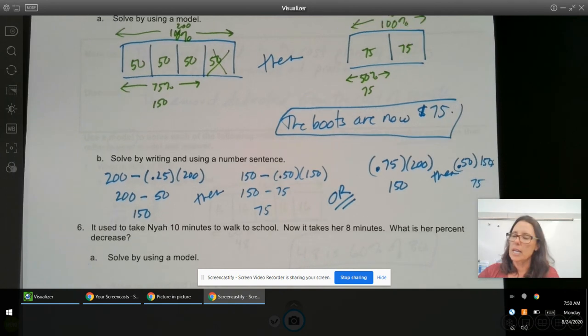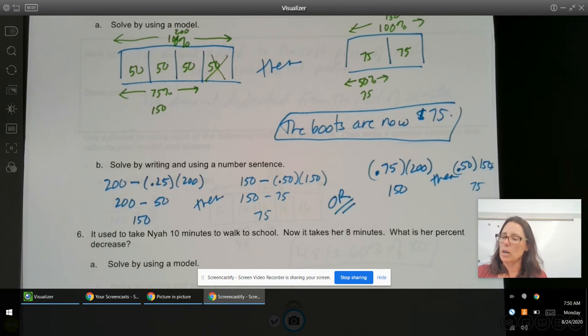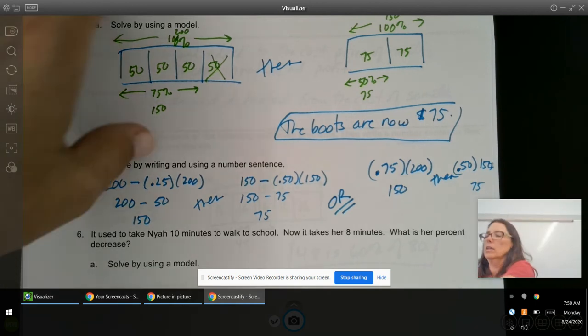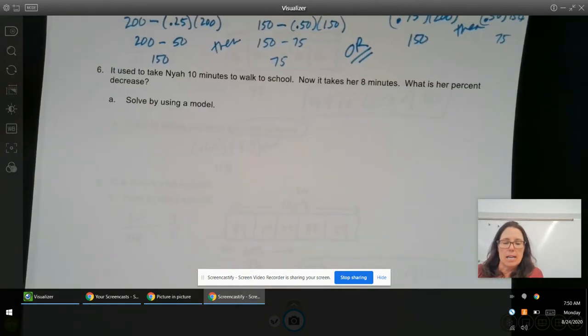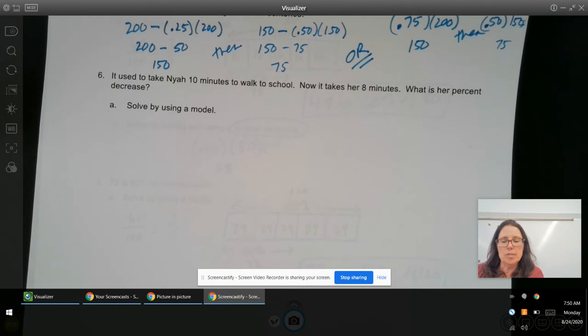Number 6. It used to take Naya 10 minutes to walk to school. Now it takes her 8 minutes. What is her percent decrease? All righty, so 10 and 8. Those are the only numbers given in this problem. So you should be, first of all, thinking about the number 2. We can take the number 2 and make an 8 out of it. We can take the number 2 and make a 10 out of it.